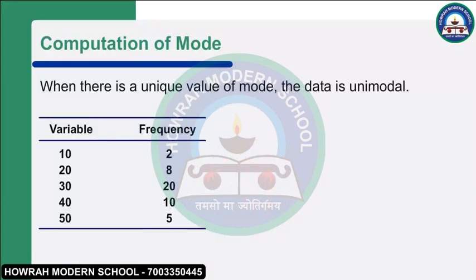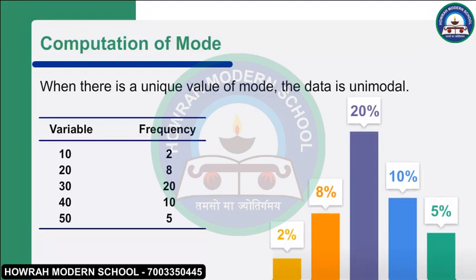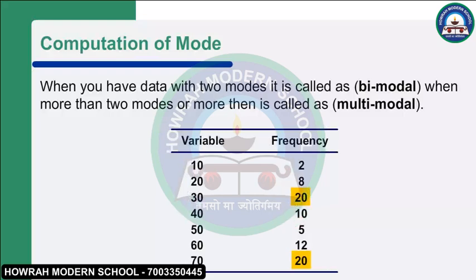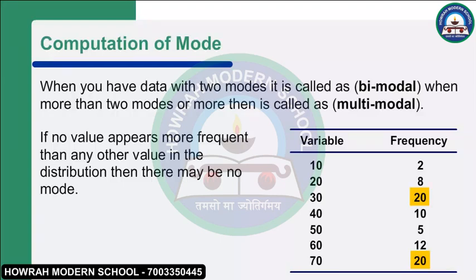When there is a unique value of mode, the data is unimodal. When you have data with 2 modes, it is called bimodal. When there are more than 2 modes, it is called multimodal. If no value appears more frequently than any other value in the distribution, then there may be no mode.